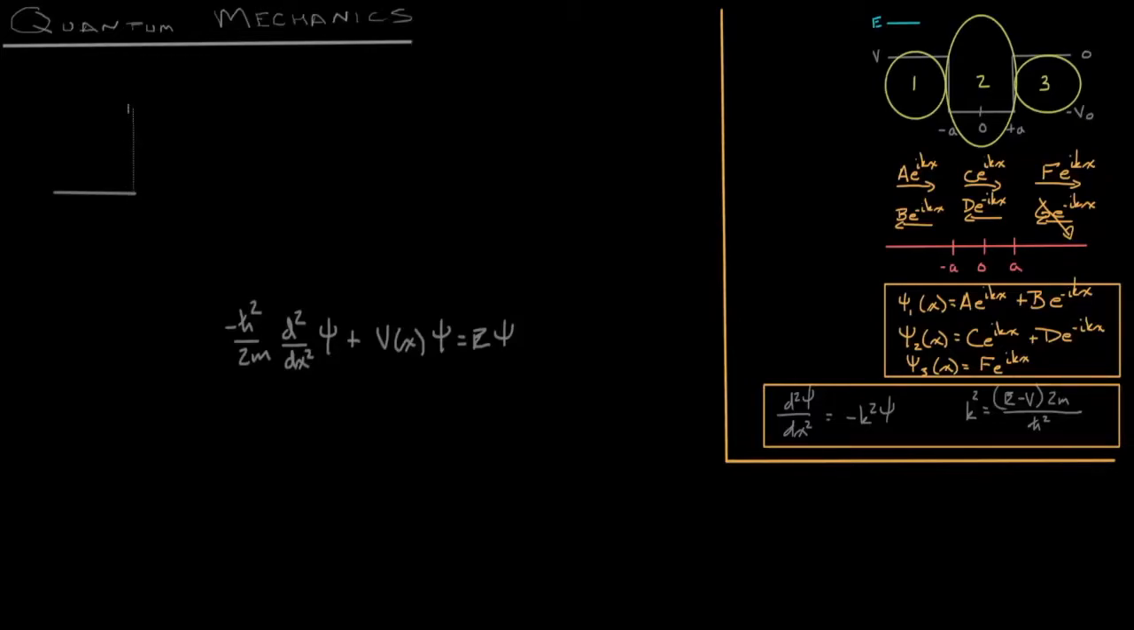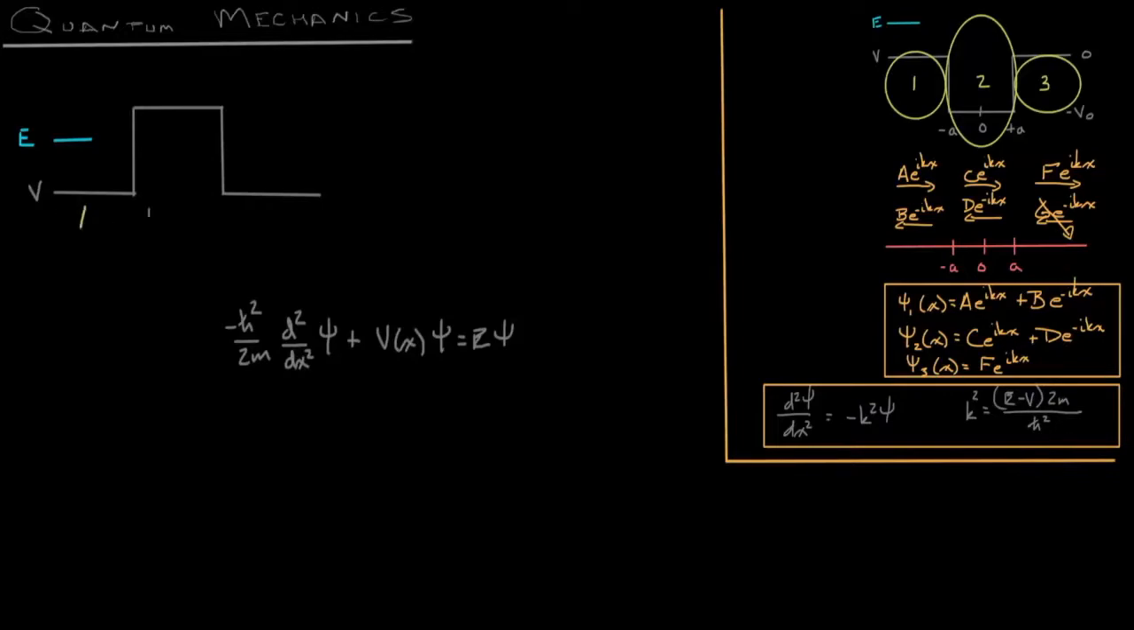But what happens if instead of a wave of energy E hitting a potential well, it instead hits a potential barrier of some thickness? How do we use our time-independent Schrodinger's equation to come up with solutions for this type of energy in this potential profile?